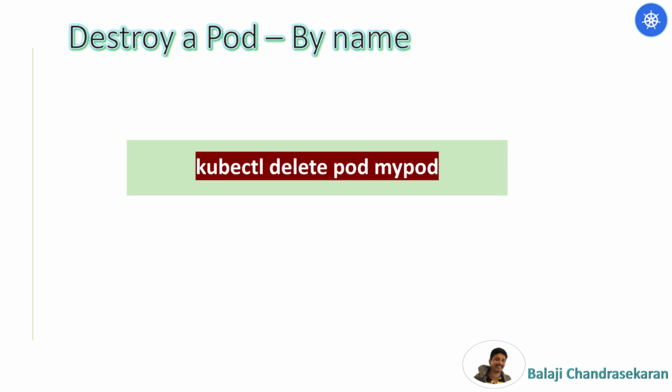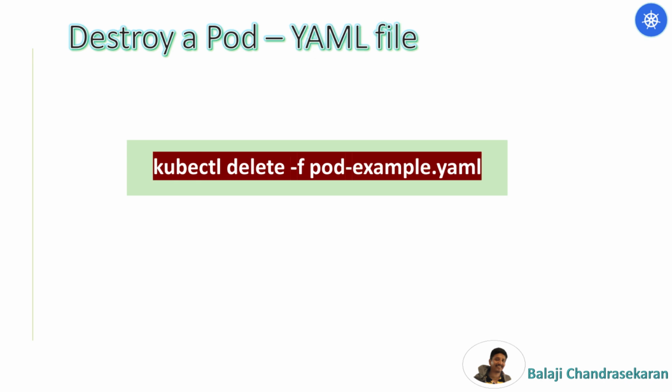To delete a pod, you can use the kubectl delete command. kubectl delete pod mypod command is used to delete the pod using its name. Replace mypod with the name of your pod. This command deletes the specified pod from the cluster. kubectl delete -f podexample.yaml command is used to delete the pod using the YAML file. This command deletes the pod based on the specifications in the podexample.yaml file.